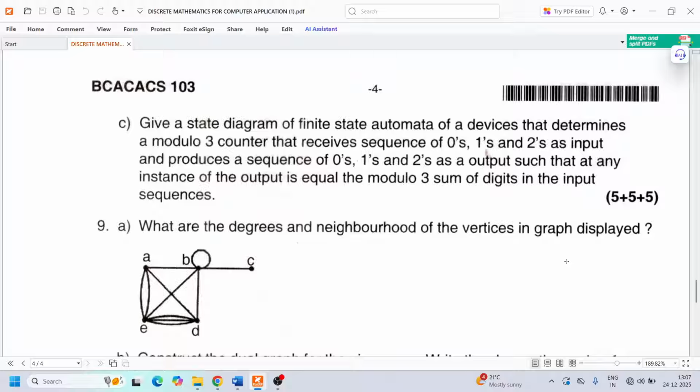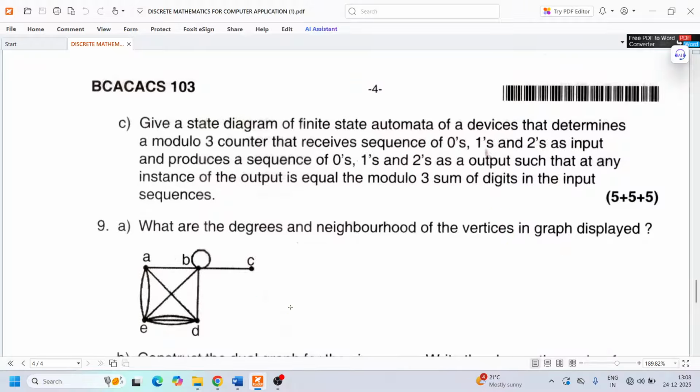Now let us look at one other number. I will take the number 91, divided by 3. How many times will 3 go? 3 will go 30 times. What is the remainder? 3 into 30 is 90, so 90 plus 1. The remainder will be 1. Last time the remainder was 0. This time the remainder happens to be 1.